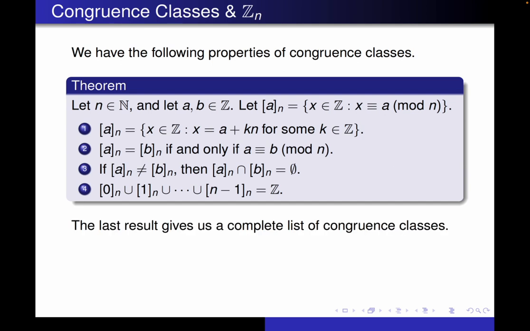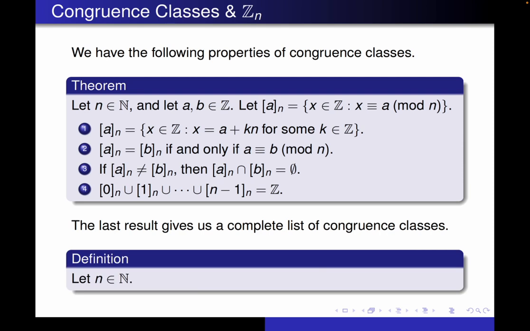Now, one of the nice things about that last result is it tells us what a complete list of the congruence classes is. And in particular, it tells us that there are finitely many. We start at 0, we go to n minus 1. That is n congruence classes altogether. So we let n be a natural number, then we define the set Zn to be the set of all congruence classes starting at 0 and going through n minus 1.